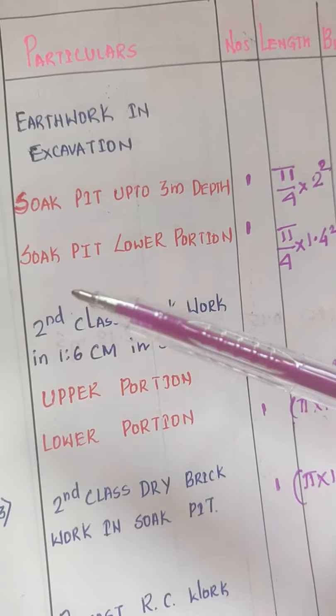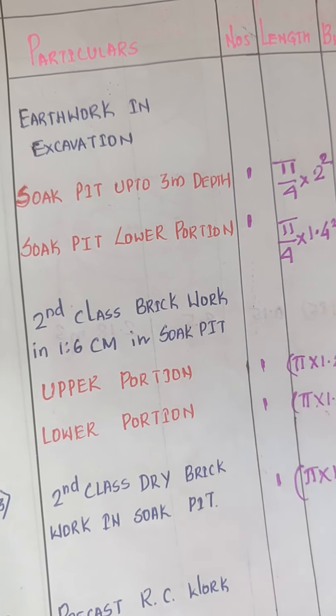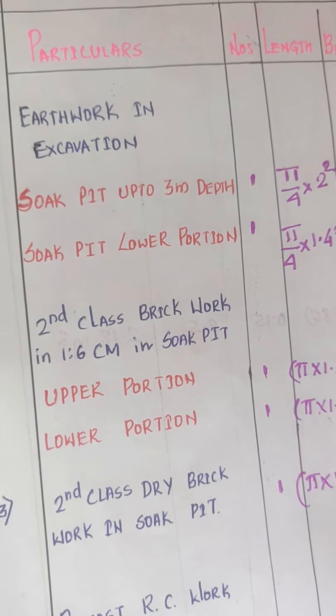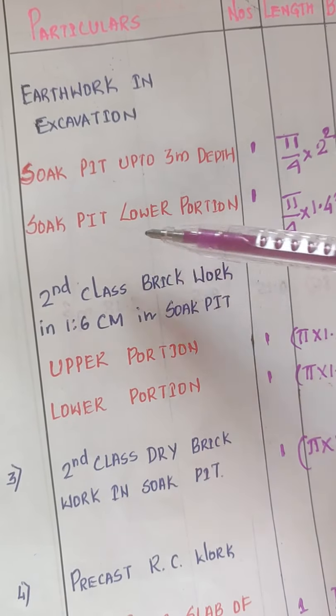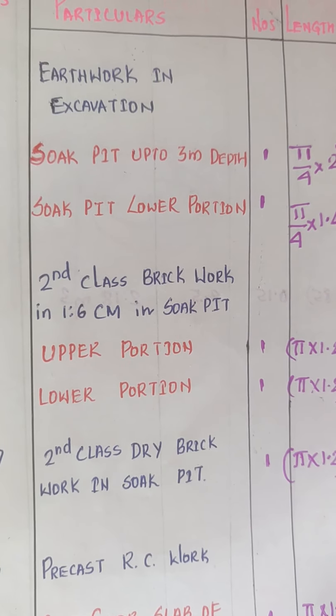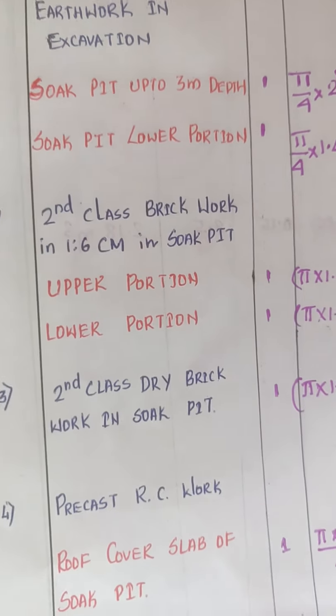And the next quantity was second class brickwork in 1:6 cement mortar in soak pit. So again here, upper portion and lower portion. The reason for differentiating these I have already told in the first part. If you haven't gone through the first part, please have a look at that.